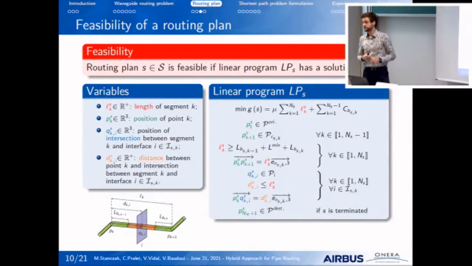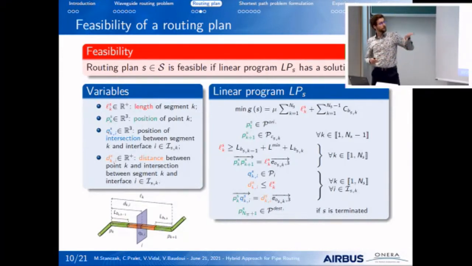variables: the length of each segment, the position of each vertex, the position of each intersection between each segment and each interface to cross, and the distance between the previous vertex and each intersection for the segment. The linear program minimizes the total cost of the pipe, depending on the length, and then we constrain the position of the vertices with the origin, with the allocated cells, and if the plan is terminated, with the destination.